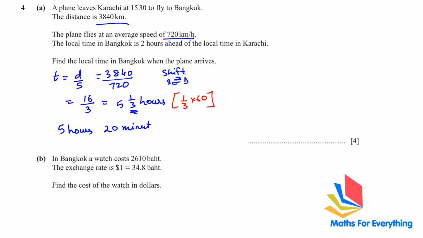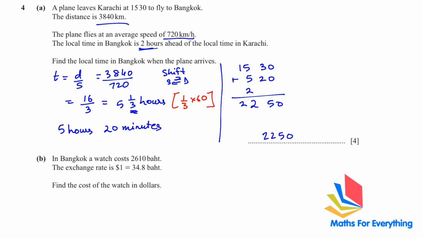This much is the time the plane took. When did the plane leave? At 15:30 plus 5:20, and plus 2 hours because the time in Bangkok is 2 hours ahead. So when we add it, we'll get 22:50. So that's the time in Bangkok when the plane arrives. Next part of the question.